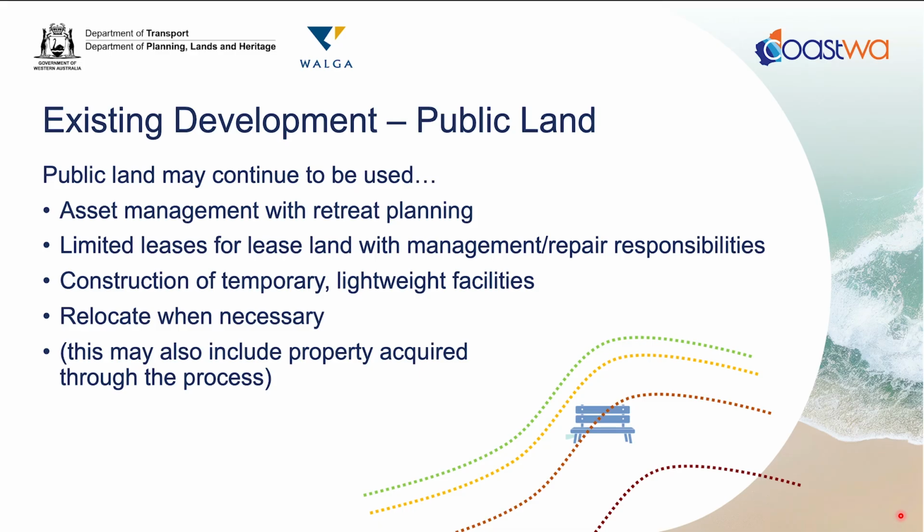Public land may continue to be used with asset management, with retreat planning, so those foreshore management plans, for example, with limited leases, with construction of temporary facilities, and relocating things where necessary. So, you can see my little image there of a park bench, and those lines are drawn to replicate the sorts of lines we would show in a CHRMAP as periods in time where the coastal hazard zone might come increasingly closer to assets in the foreshore.